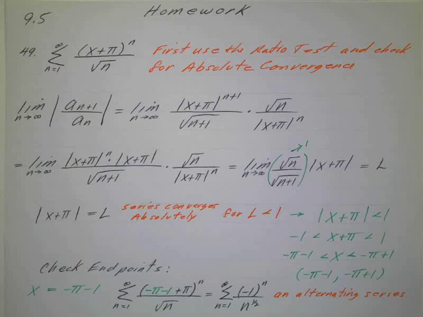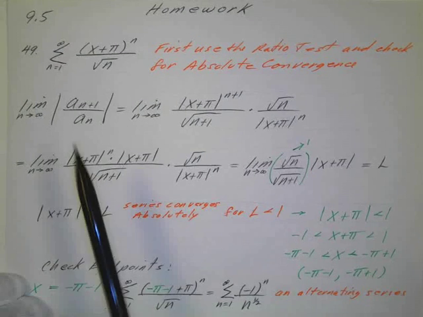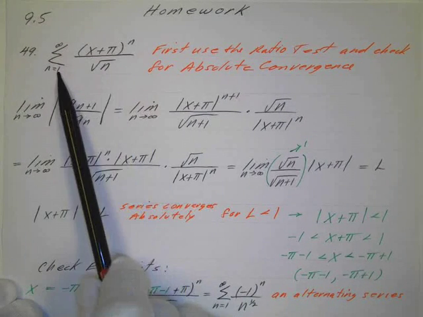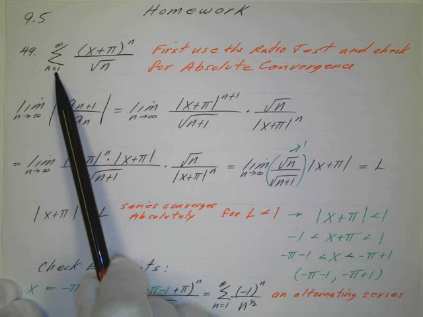Okay, some more problems from section 9.5, and this is number 49, and this is a very interesting problem. So try to make sure you keep with it. I think you'll get a lot out of it. This is our series, the summation as n goes from 1 to infinity of (x plus pi) to the n over the square root of n.